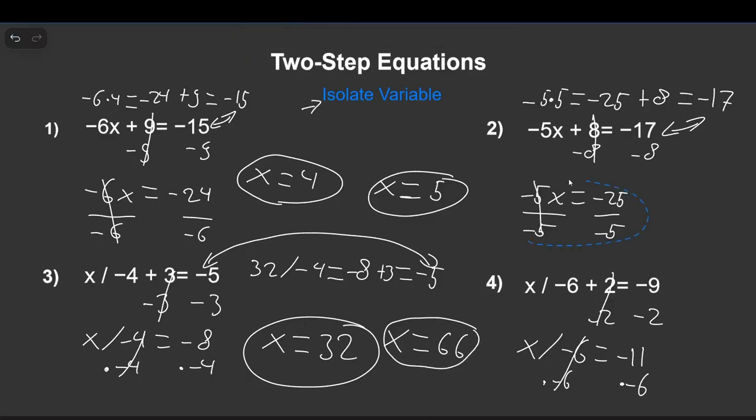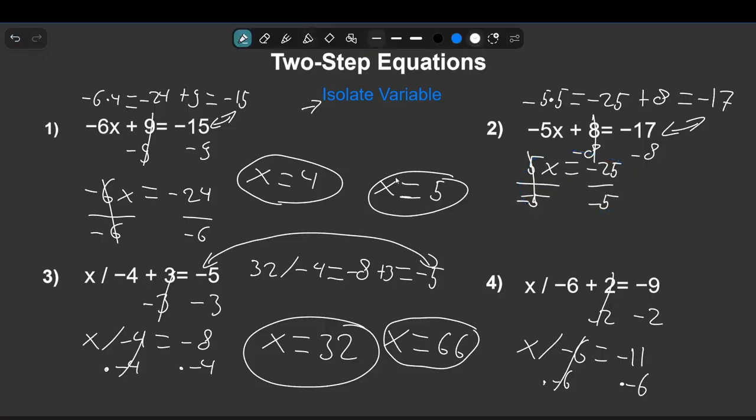And again, we're going to check this by plugging our final answer in to our variable. So 66 divided by minus 6 will equal minus 11. Minus 11. Now we have to add 2 and our answer will be minus 9. And again, this shows us that we have the correct answer because they both are the same number.